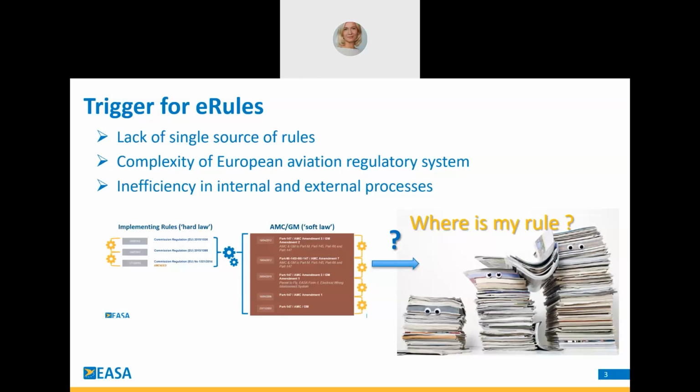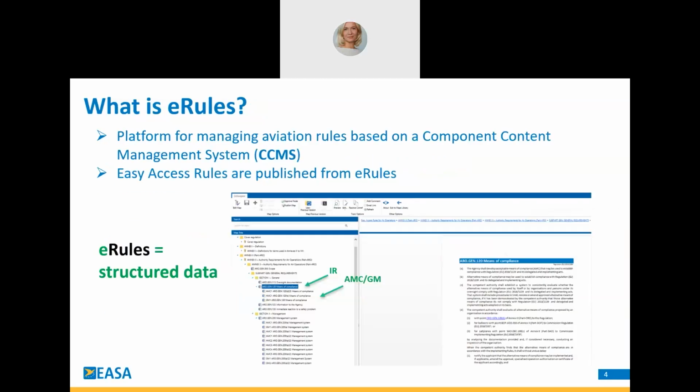So actually what was needed was two types of consolidation. First of all, to consolidate all the amendments to understand, okay, so what is the final regulation? How does it look like? What am I compliant with? And then to put those bits together, the implementing rule next to the related AMC and GM. So that's precisely what we try to do within the eRules project.